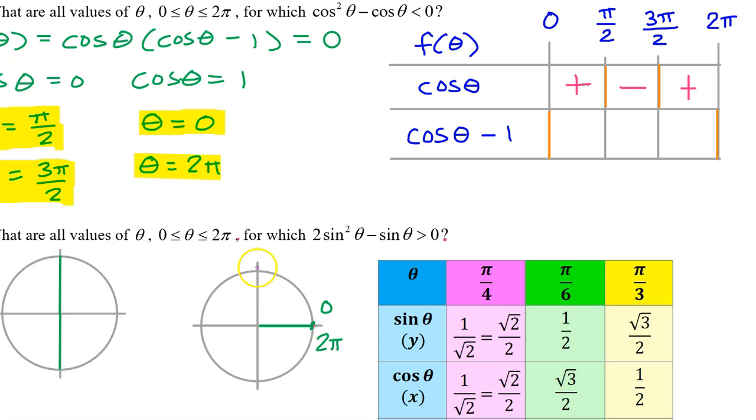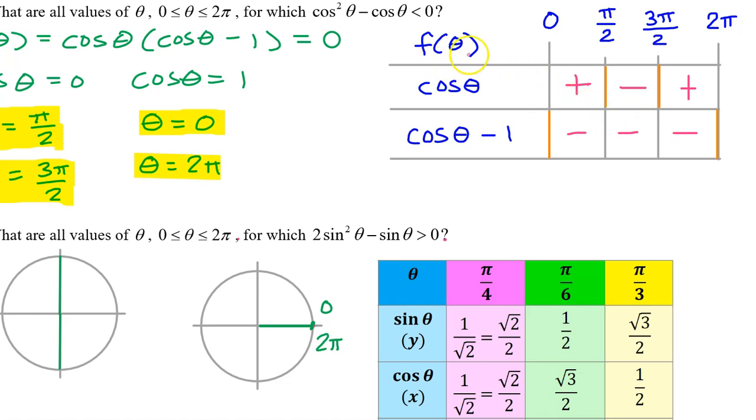Let's use pi over 2 as a test value. Cosine is the x value on the unit circle, and at pi over 2 the x value is 0. So the cosine of pi over 2 is 0, leaving the negative 1. So that means cosine theta minus 1 will be negative throughout this entire interval.